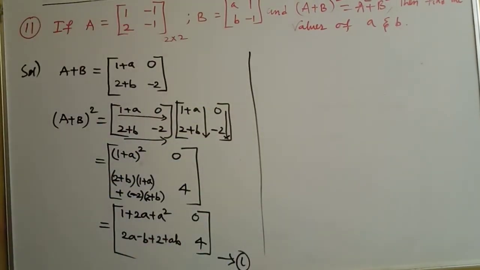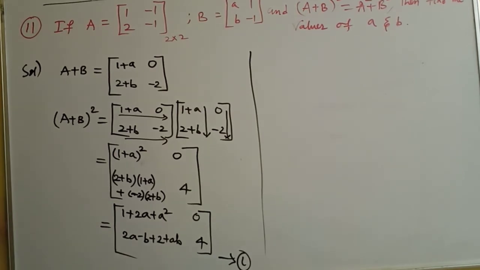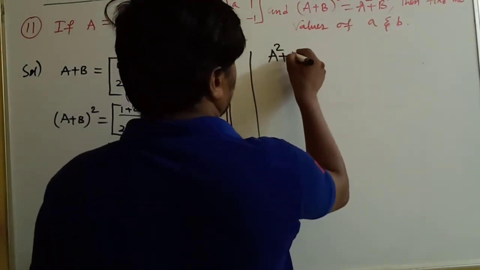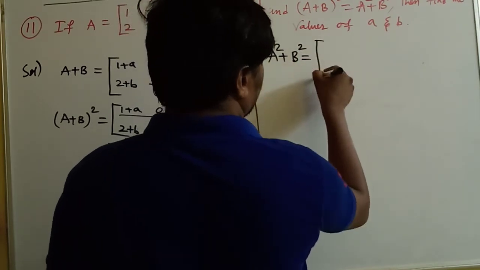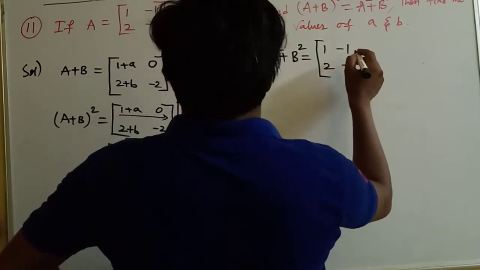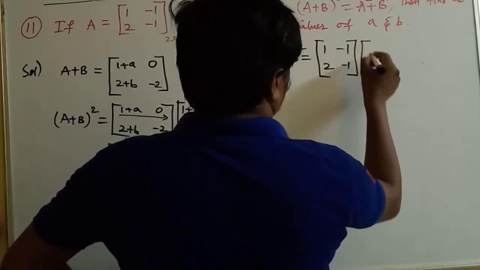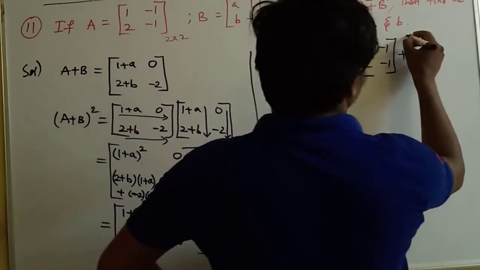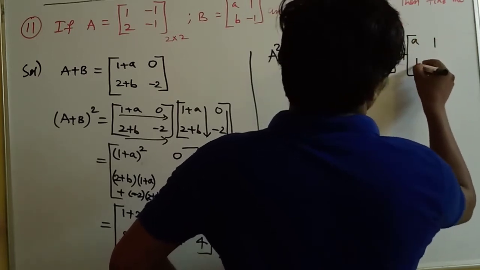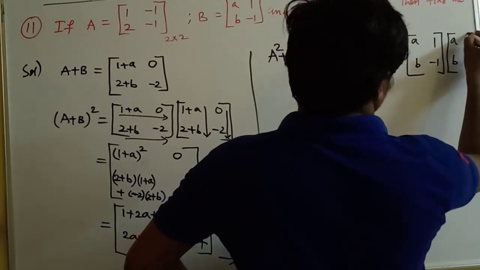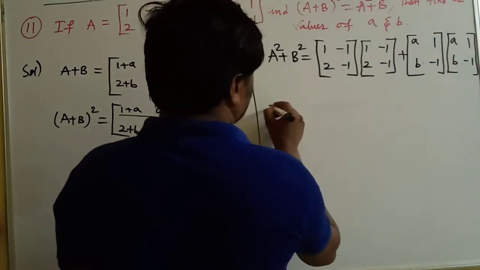So now you can observe carefully so that you can understand, otherwise it is not possible to understand. Let's check now here. It is first a square plus b square, that means a into a and b into b. So a into a means [1 -1; 2 -1], and again [1 -1; 2 -1], plus b into b means [a 1; b -1], again here [a 1; b -1]. So let me multiply and then check your answers.